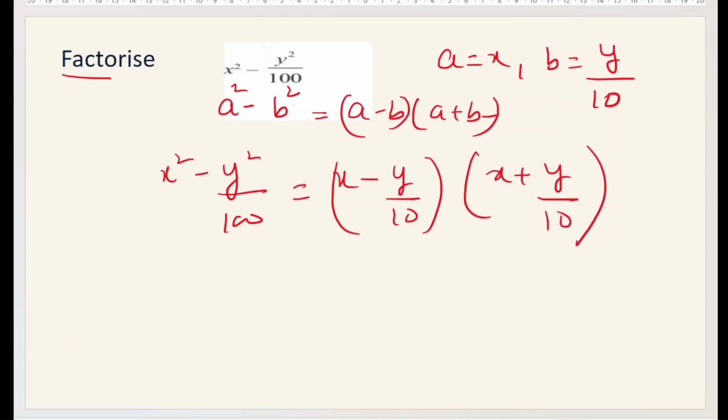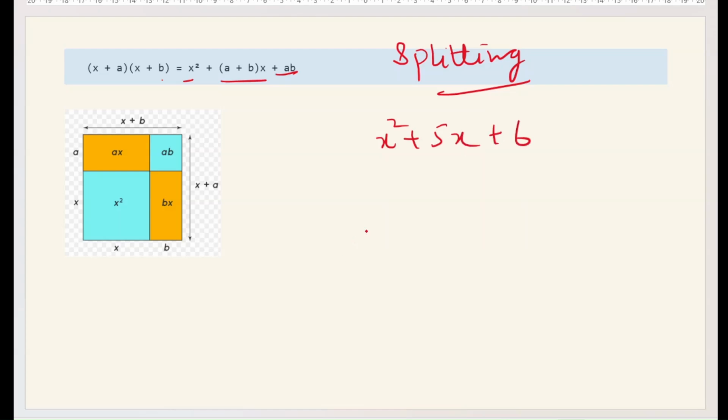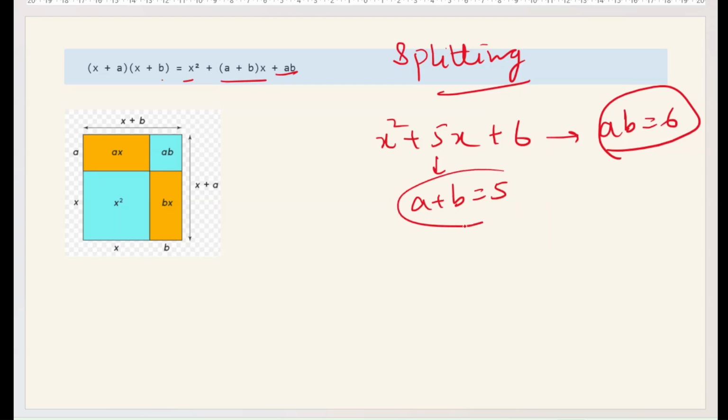Right? Next, x plus a into x plus b, that is equal to x square plus a plus b into x plus ab. So, this is what we call splitting of the middle term. What do we do in splitting of the middle term? This is what we do. Suppose you have this question. We have to find two numbers a and b such that a plus b is equal to 5 and a into b is equal to 6. This is what we do in splitting of the middle term, remember?